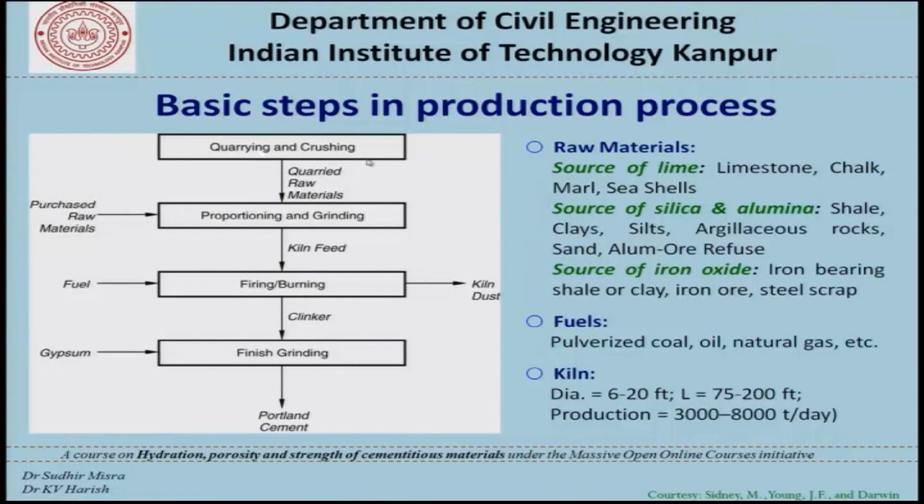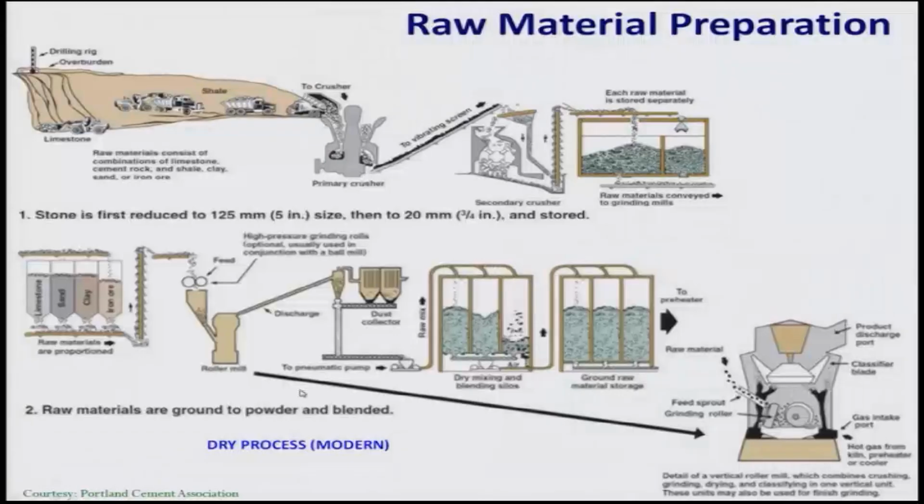Now, in the steps involved, what you see is the raw materials are basically quarried, and then they are proportioned, then taken to a kiln for firing and burning, and then whatever comes out of the kiln is called as a clinker, and then further gypsum is added to get Portland cement. Now, let us see the step by step process.